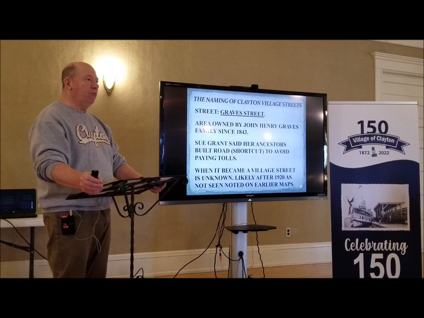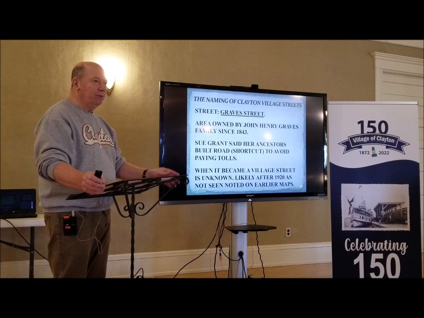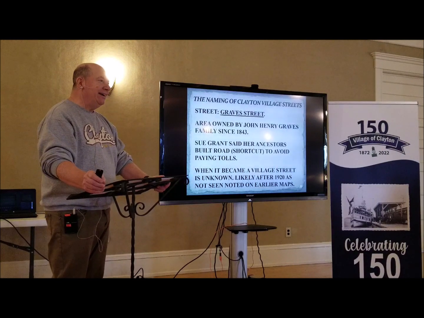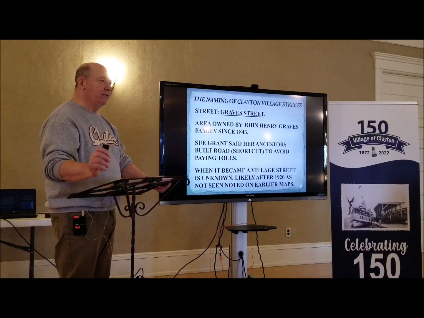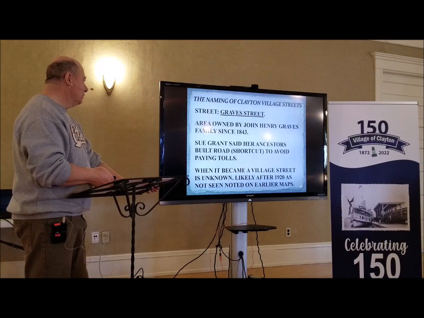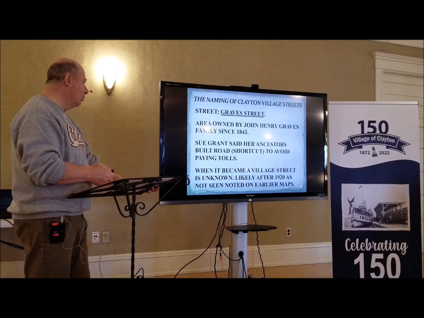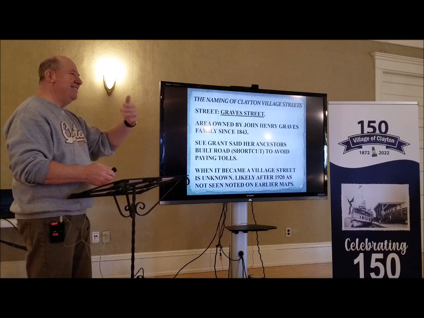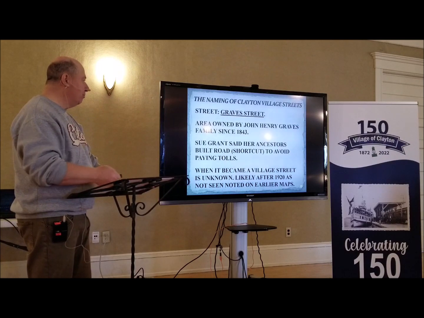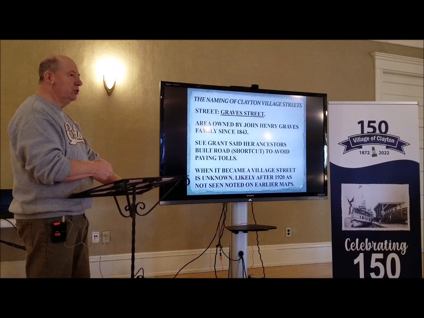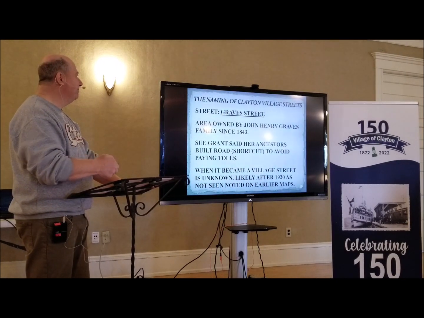Absolutely. And we did have one of the descendants of the Graves who was also a mayor of Clayton for a year. He died like in the last week of his term. So when it became a village street is unknown, likely after the 1920s. If you look at the maps, Grave Street is not on many of the maps till about 1920. You start seeing it pop up. But it was a dirt road long before that.